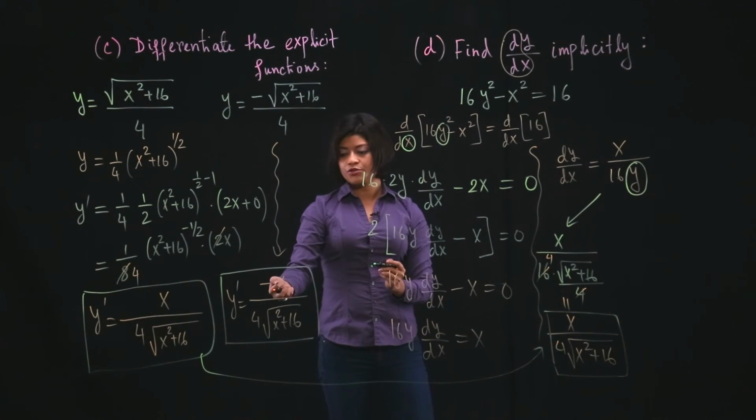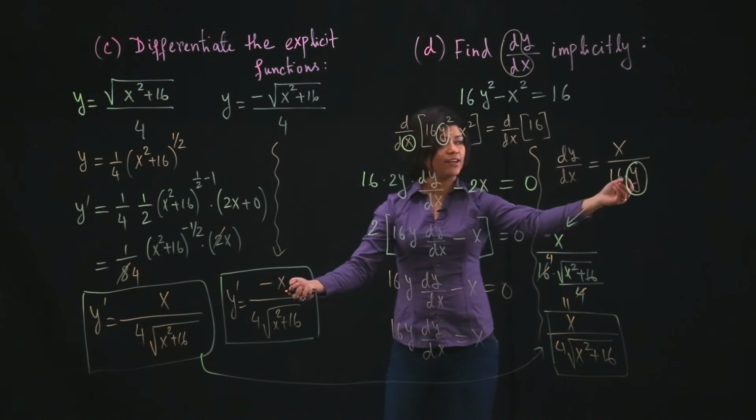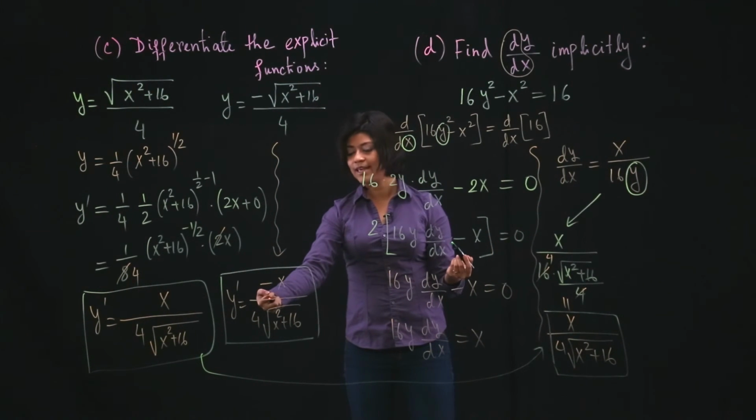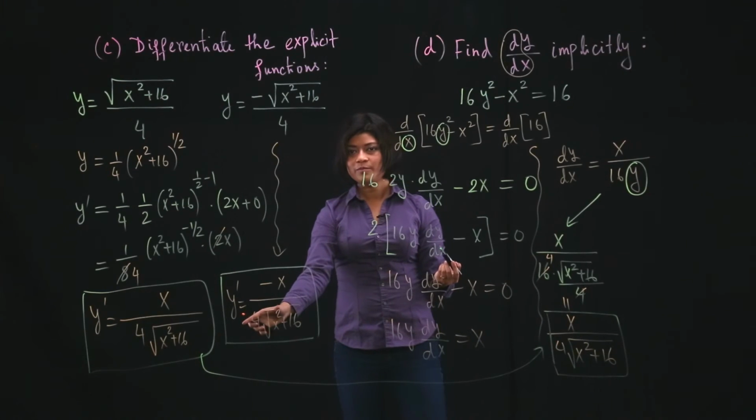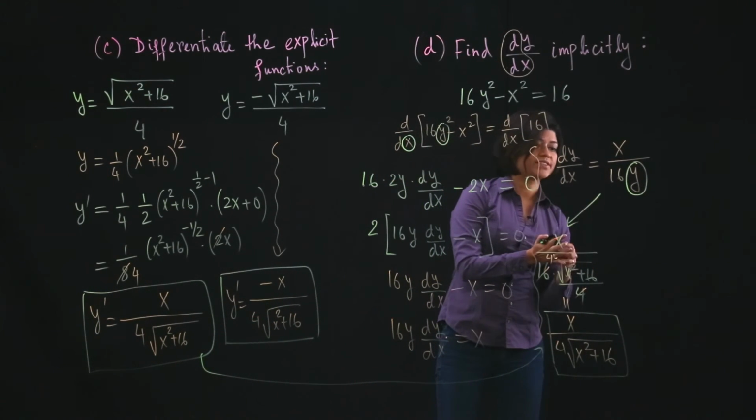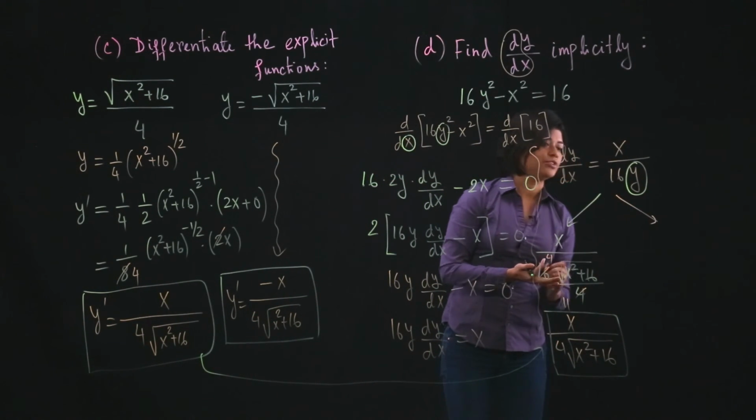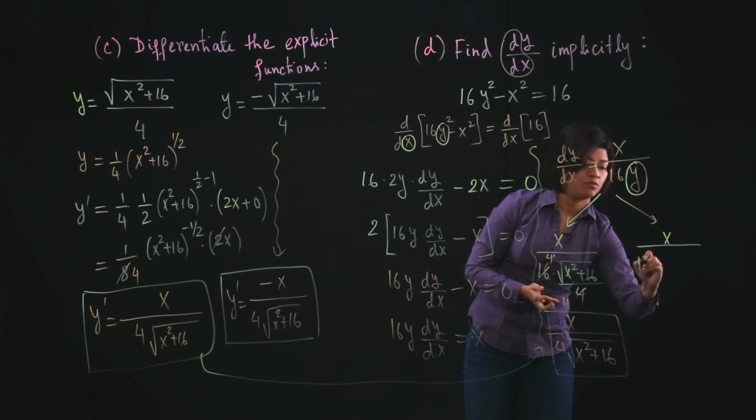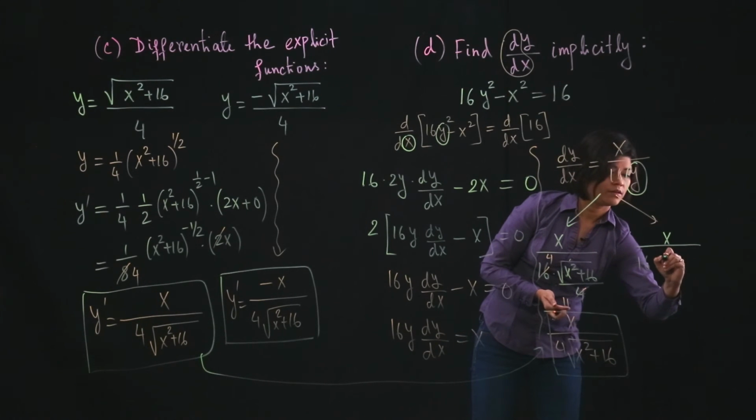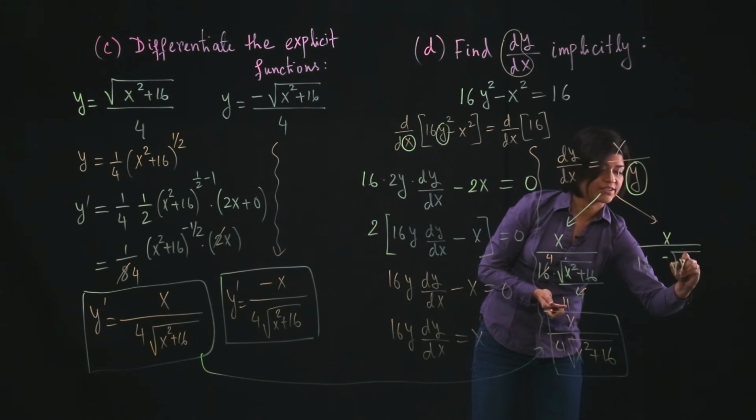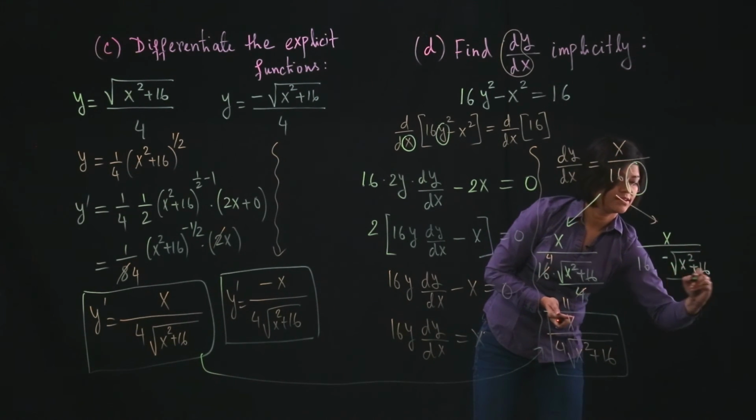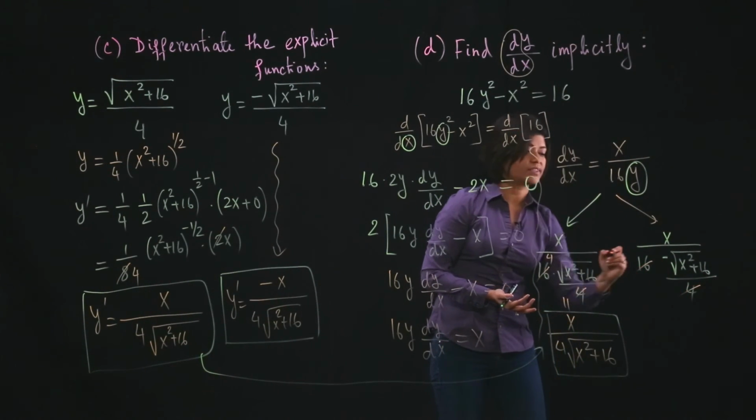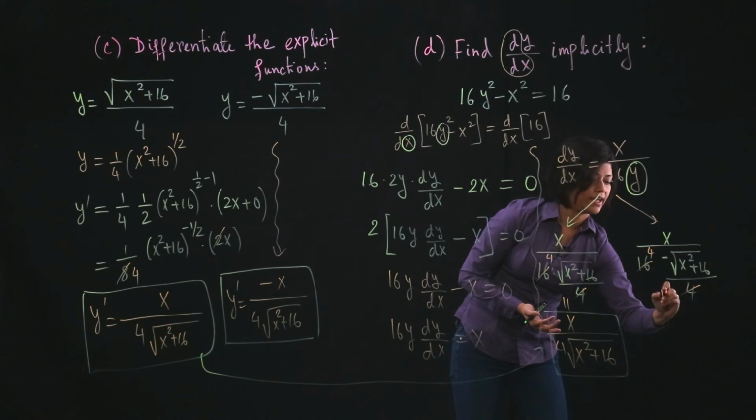So what happens to the negative? If we plug in y equals the negative of that expression, of course we'll get the same y prime again from part C. So for the second part, we just plug in y equals negative square root of x squared plus 16, divided by 4. As you can see, again, 4 and 16 will cancel.